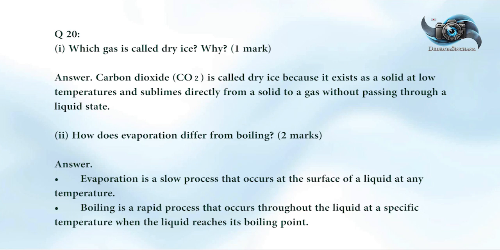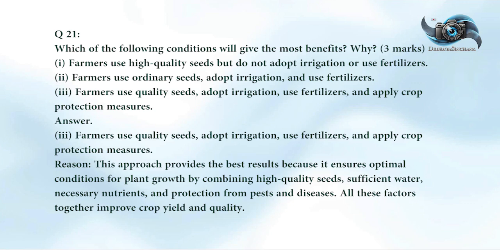2. How does evaporation differ from boiling? Answer. Evaporation is a slow process that occurs at the surface of a liquid at any temperature. Boiling is a rapid process that occurs throughout the liquid at a specific temperature when the liquid reaches its boiling point.